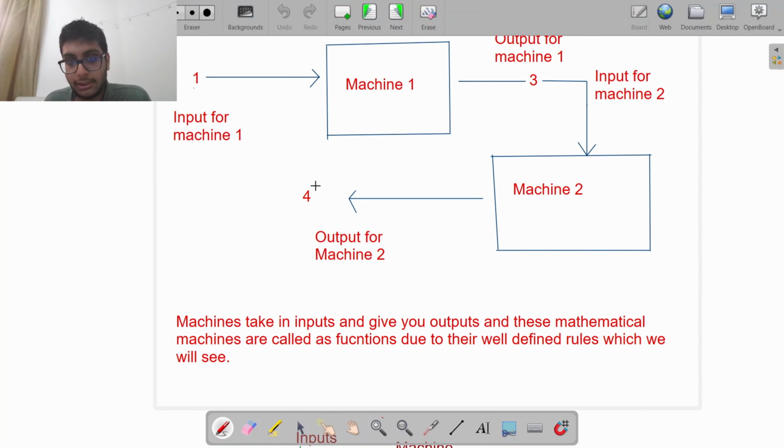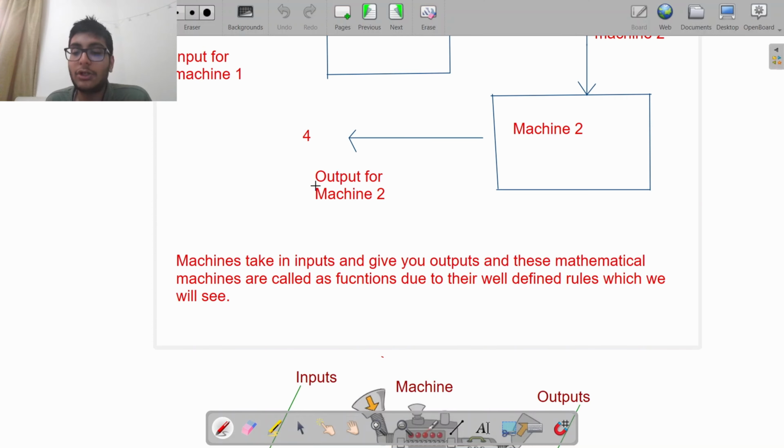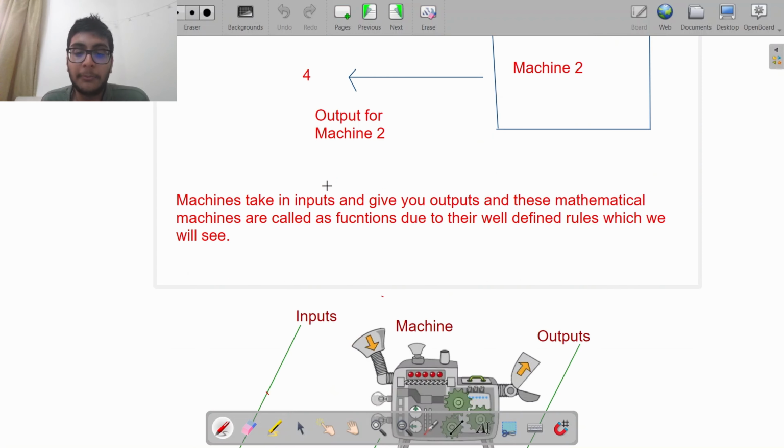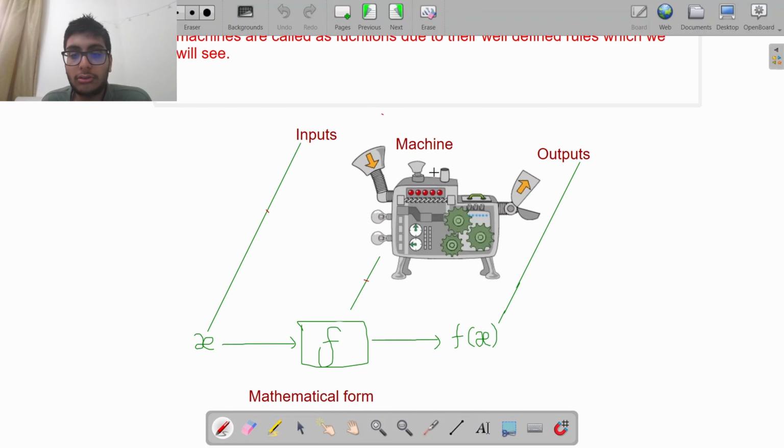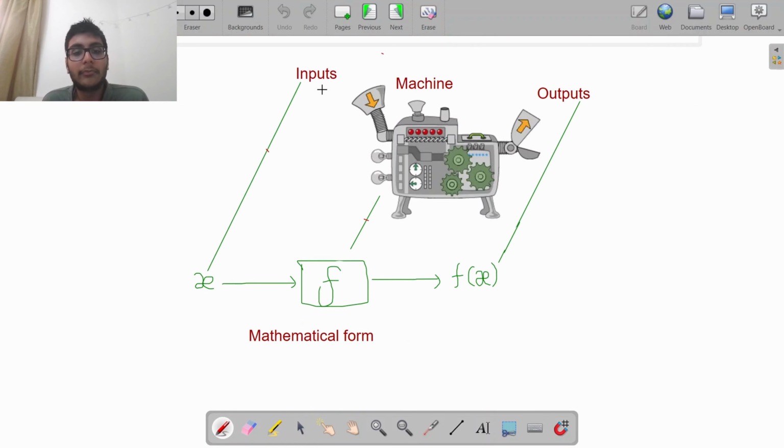But what I'm trying to say over here is that machines take in inputs and give you outputs, and these mathematical machines are called functions due to their well-defined rules, which we will see in the upcoming slides. So this is what I want to make you visualize. Inputs go in, the machine works on it and gives us an output, just like a computer monitor. So inputs can be considered as a variable x, the machine can be written as a function f, and f works on x to create f of x. This is the mathematical form of it, and we will get more deep into this in a few minutes.